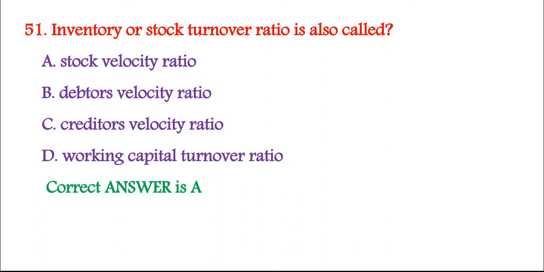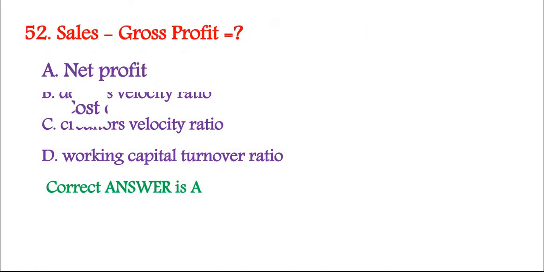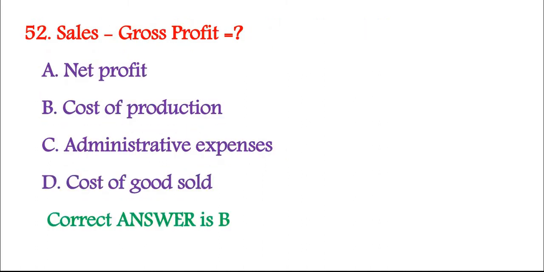51. Inventory or stock turnover ratio is also called: A. Stock velocity ratio, B. Debtors velocity ratio, C. Creditors velocity ratio, D. Working capital turnover ratio. Correct answer is A. 52. Sales minus gross profit equals: A. Net profit, B. Cost of production, C. Administrative expenses, D. Cost of goods sold. Correct answer is B.